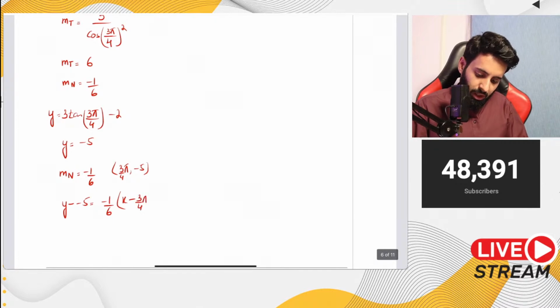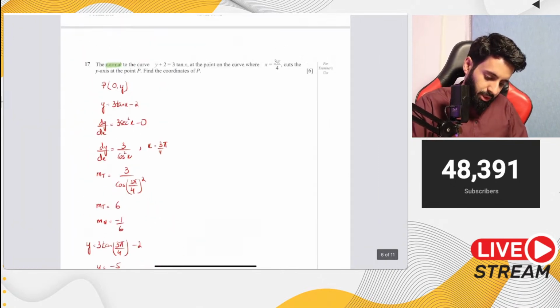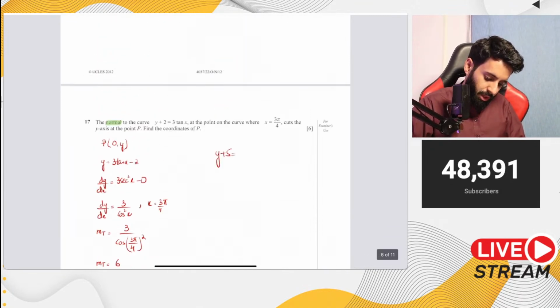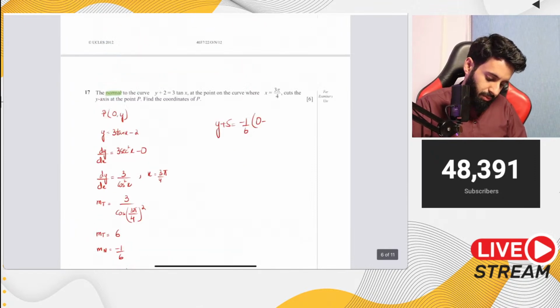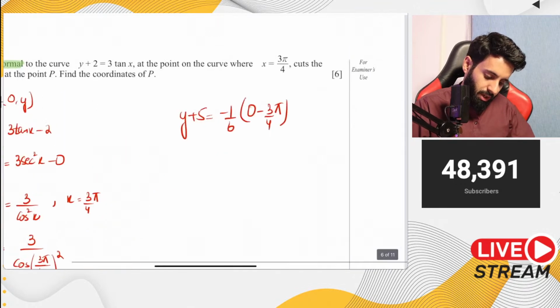Again, you don't need to worry about making y the subject or anything. Just plug in 0 in place of x and then figure out everything else in your calculator. So I'm going to do just that. I'm going to plug in 0 in place of x. So here's what we have. y plus 5 equals minus 1 upon 6 times 0 minus 3 upon 4 pi. Now let's evaluate this.